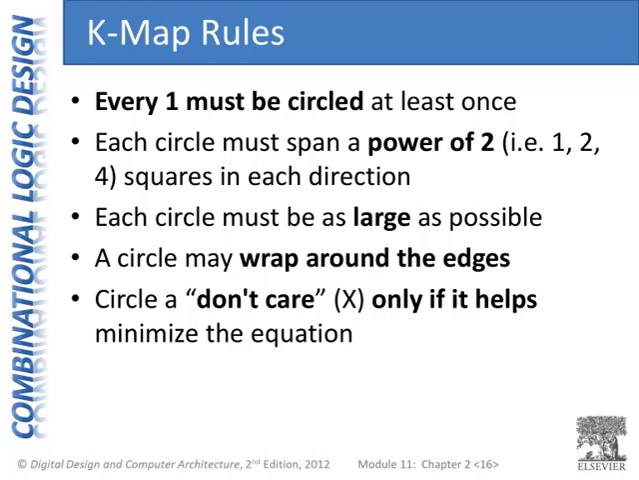Every circle must span a power of 2 squares in each direction, and each circle must be as large as possible to make it a prime implicant and not just an implicant. A circle may wrap around the edges, and we circle a don't care only if it helps minimize the equation. So in other words, only if it helps make a circle around a 1 bigger.